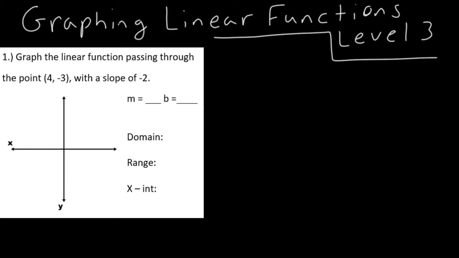Alright, and welcome to Graphing Linear Functions, Level 3. Now, here in our very first example, we want to graph the linear function passing through the point 4, comma negative 3 with a slope of negative 2.